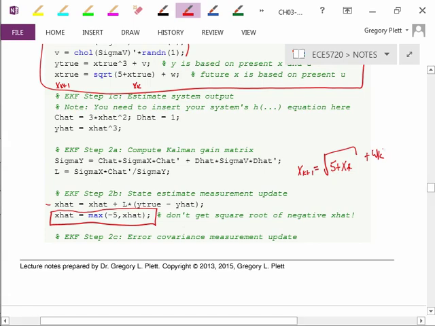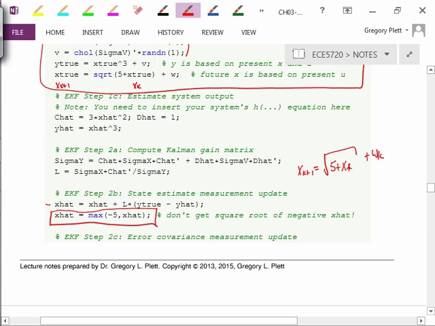So, if my estimator is a little bit confused at the beginning, because maybe the estimation error bounds are large and they haven't converged yet, it's possible that I would get an estimate out of step 2b that is actually less than minus 5.